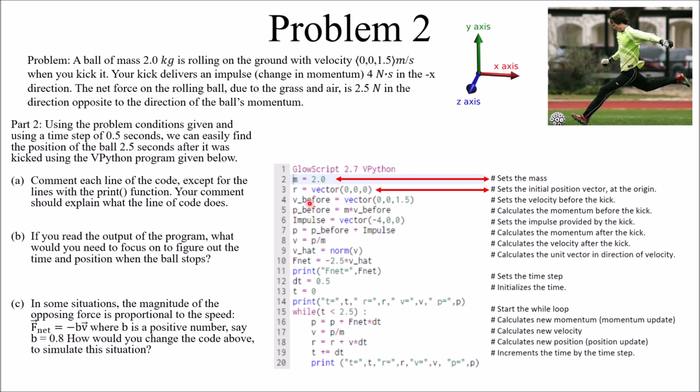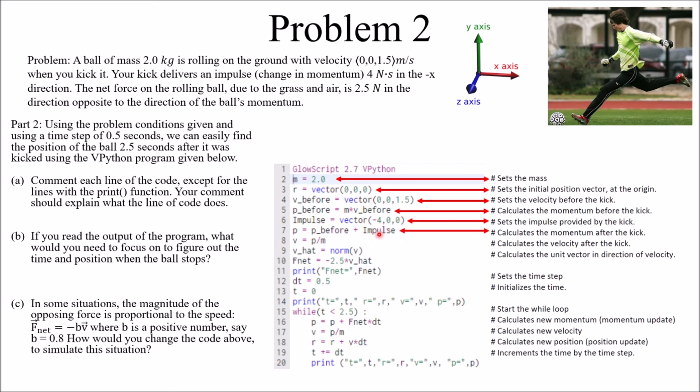Your next line of code here is going to set the velocity before the kick, which we had in the problem. Then you have the idea that we need to calculate your momentum before the kick, so your momentum is just mass times velocity, right? And then we have our impulse that we're giving it, so we have that -4 impulse in the x, 0, 0. So you're setting your impulse in that line of code.